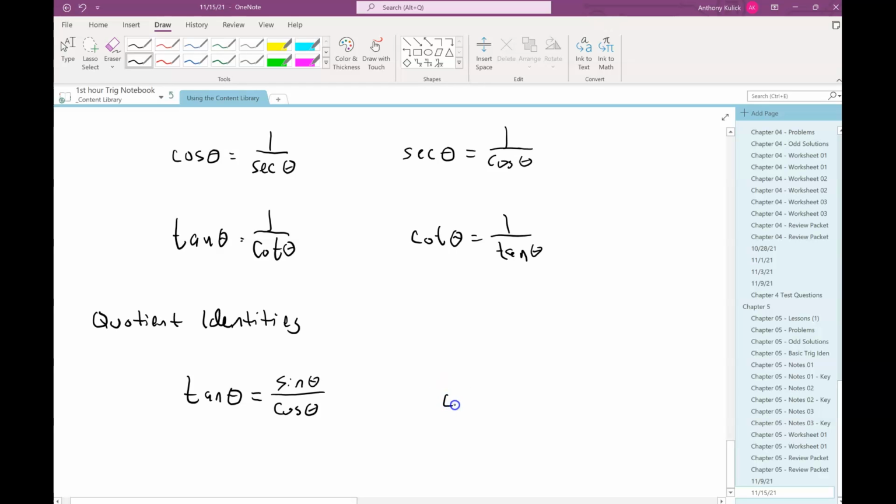And if cotangent and tangent are reciprocals, that means that cotangent theta is equal to cosine theta over sine theta, right? The reciprocal of tangent. Still doing okay there? Okay.